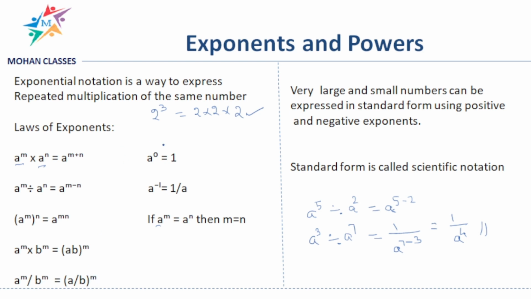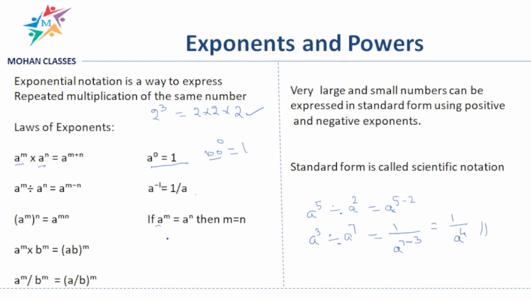Clear? a to the power of 0 is equal to 1. It is always 1, whatever the base. If the base is 100, 100 to the power of 0 is always 1. Whatever the base, if the power is 0, the value is 1. a to the power of minus 1 can be written as 1 by a. Suppose a to the power of minus 3 means 1 by a cubed.